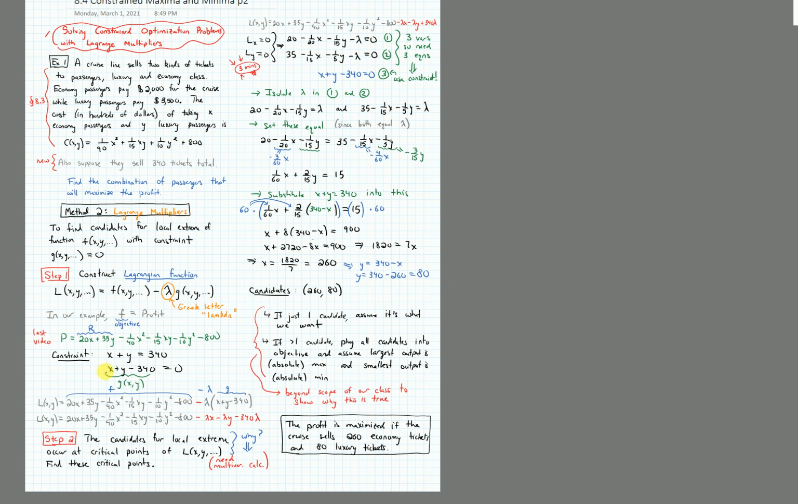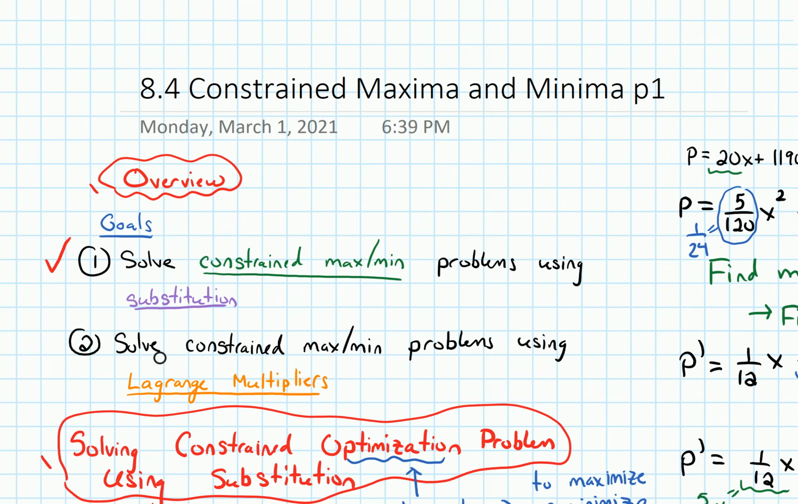There are other scenarios where it's either challenging to isolate for one of the variables or just impossible. And if that's the case, I can't do it by substitution. And I would need Lagrange multipliers. So in terms of our goals for this section, we have now started talking about Lagrange multipliers and how we can use it to solve constrained max-min problems. But over the next few videos, we will continue to do more examples of Lagrange.